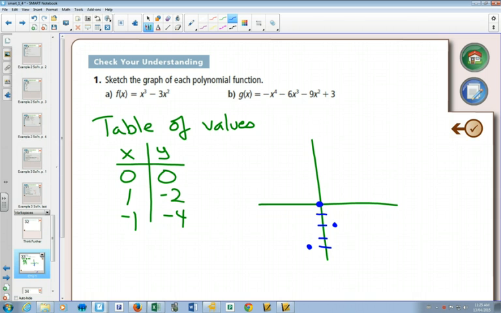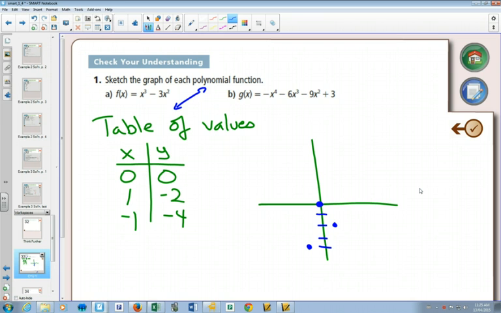The other thing we're going to use is the fact that this is an x cubed, which is an odd function, so we know that it acts like a line. So it's going to start down here in the bottom left corner and end in the top right corner as far as that graph goes. So that gives us a little bit more information about our graph.